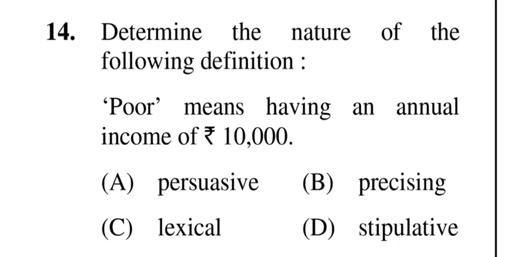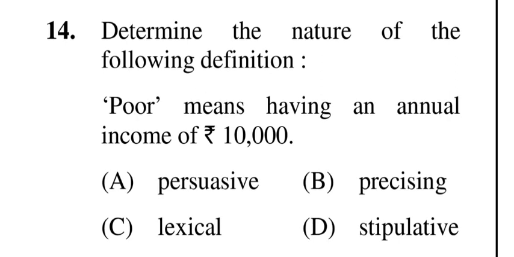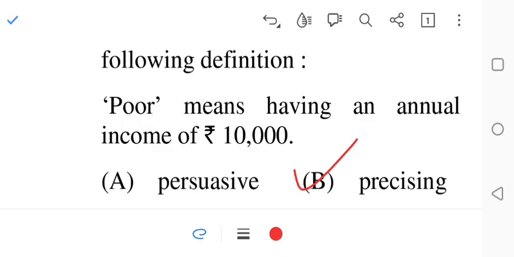Number 14, it says, determine the nature of the following definition. Poor means having an annual income of 10,000. The options are persuasive, precising, lexical, stipulative. We have to now determine the nature of this definition. So the correct definition will be precising. Precising, option B, is the correct answer.